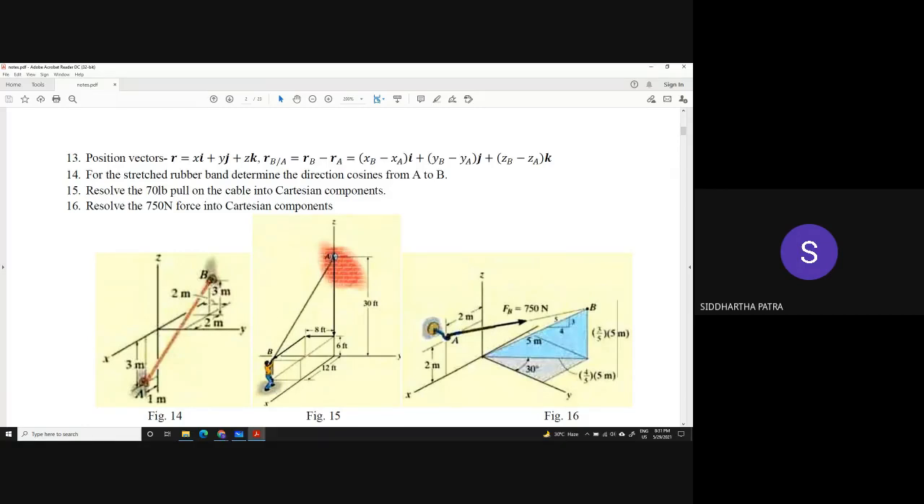So understand the person's height is around 6 feet. So that is how much B point is above the XY plane. And then he is on the negative side of the Y axis by 8 feet, and then is away from the wall by 12 feet. So that goes for the x component of the position vector of B.